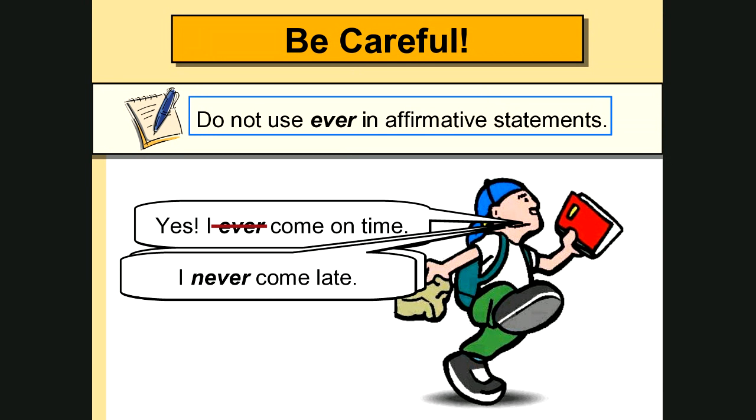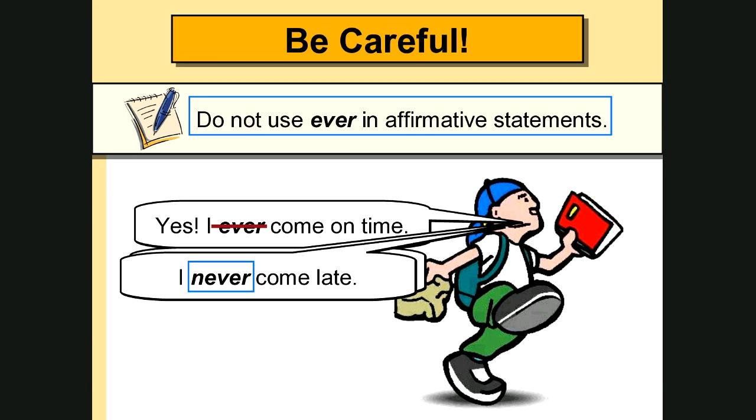If you want to create a negative sentence, you can use the expression never. I never come late. Also, you are not using the auxiliary for negative sentences. When using the adverb of frequency never, you immediately identify that this is a negative sentence.